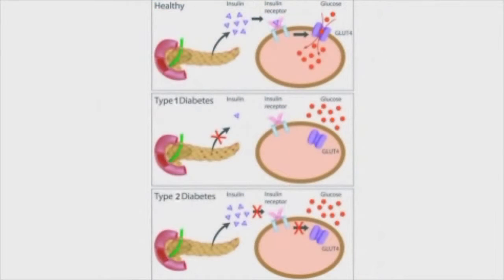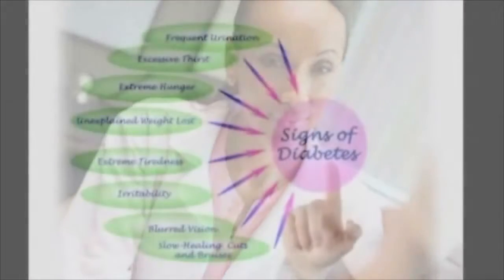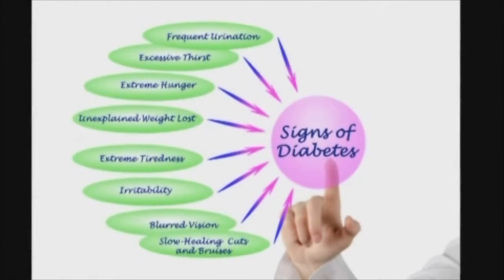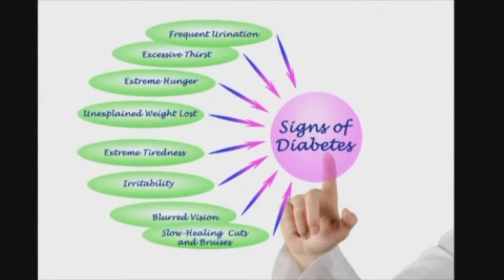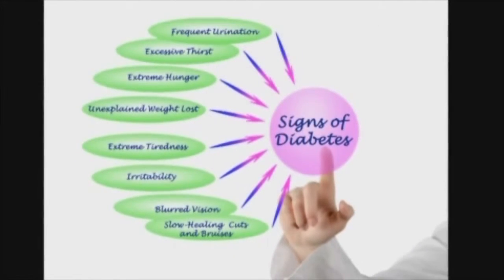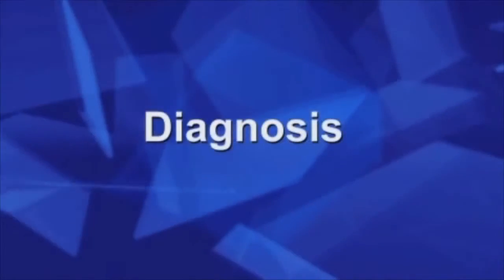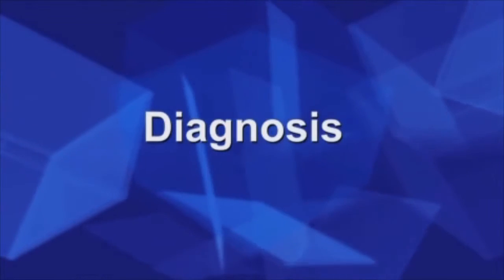When glucose does not move into the cells to supply energy for the body due to diabetes, it can build up in the blood and cause many of the common signs and symptoms of diabetes. People who think they may have diabetes must visit a physician for diagnosis. These are some of the common signs and symptoms of diabetes: frequent urination, excessive thirst, extreme hunger, unexplained weight loss, extreme tiredness, irritability, blurred vision, and slow healing cuts and bruises. Remember, you may have several of the signs and symptoms mentioned or none at all. The only way to know for sure is to visit your doctor.